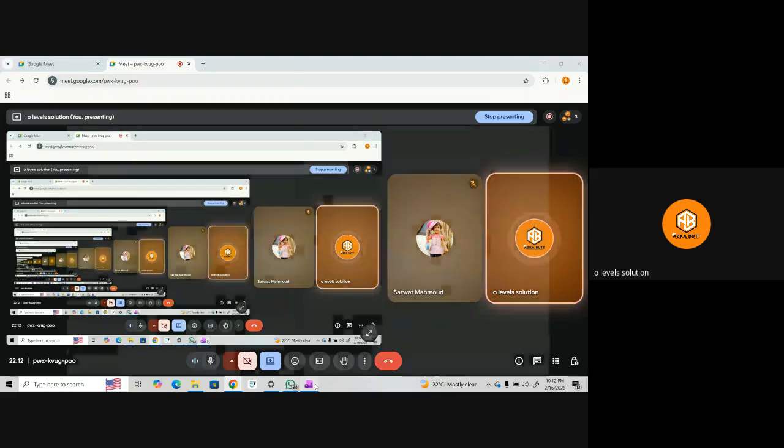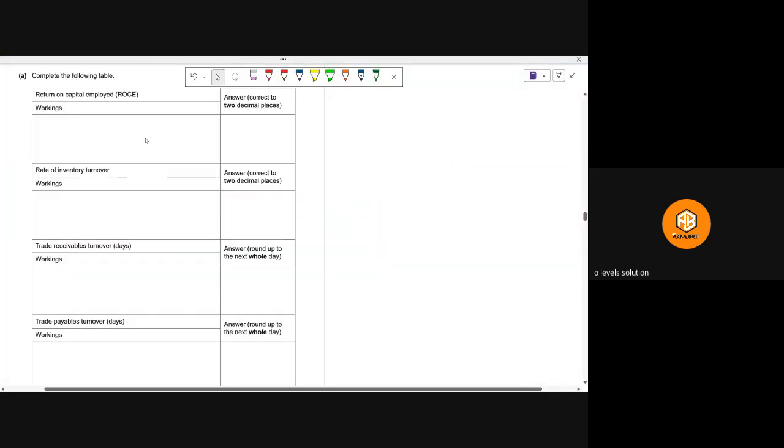So we need to find out the return on capital employed first of all, and we just need to write the answers. What was the formula for the return on capital employed? That was operating profit divided by the capital employed, multiplied by 100.